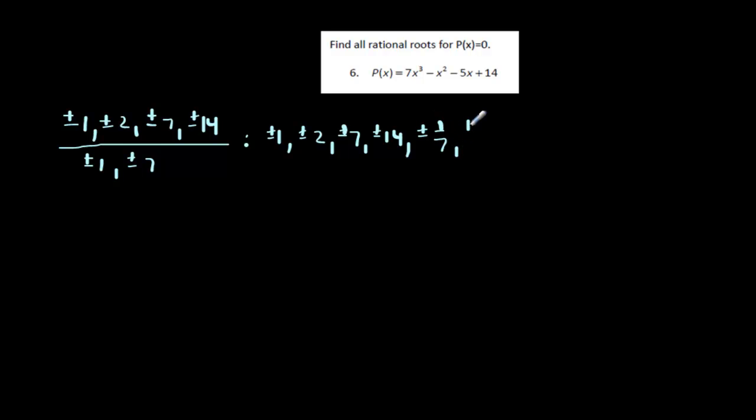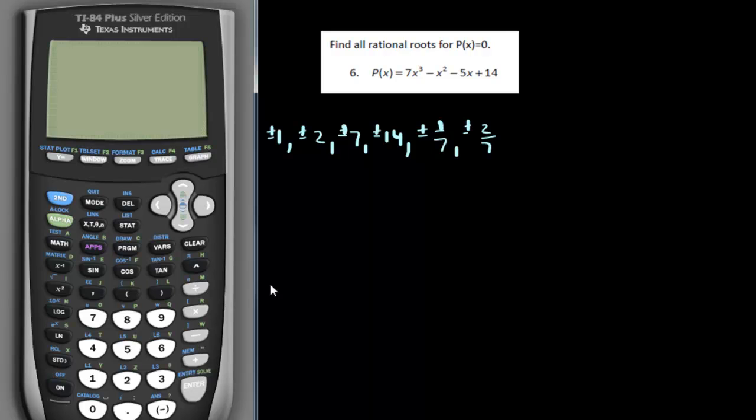1/7, 2/7. I'm not going to bother with the 7/7 because that's the same as this. And I'm not going to bother with the 14/7 because that's the same as 2. So here's my list of all possible rational roots. What I'm going to do now is check the graph of this and see which one of these roots I'm going to use for synthetic division, if any, because there's a chance that these could all be irrational.